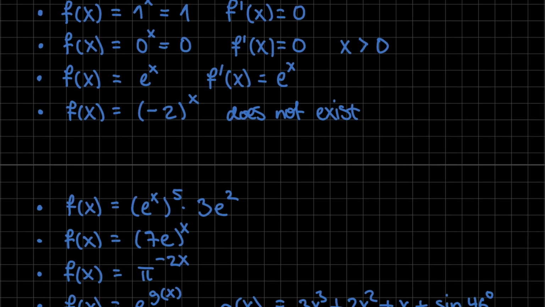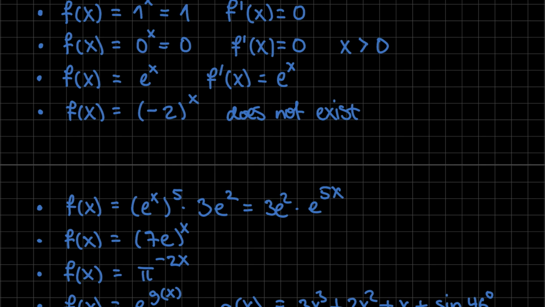Now the next one is f of x equals e to the x to the power of 5 times 3e squared. Okay, so 3e squared is, remember, just a constant. There are no x's in there. And so let's actually bring that constant 3e squared to the front. And then I'm going to use an exponent law to bring this 5 in here. So it's going to be e to the power of 5 times x. This is exponent laws.